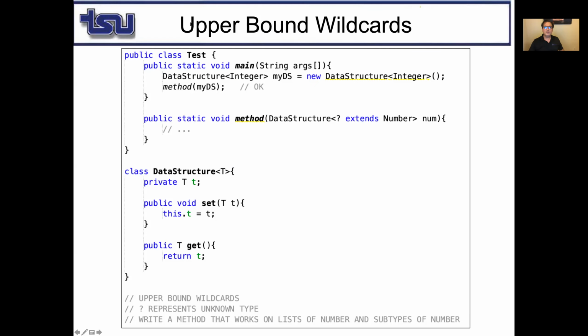However, I can use wildcards, like upper bound wildcards. Here I say the input can be a data structure, and the parameter, or generic type, of that data structure can be Number or one of its subclasses. In this case, I will be fine because Integer is what? One of the subclasses of the Number class.